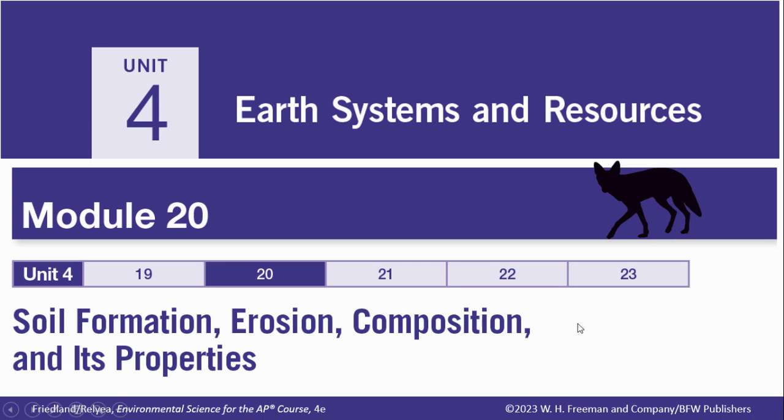Welcome to Unit 4, Module 20, Earth Systems and Resources: Soil Formation, Erosion, Composition, and its Properties. In the previous module, we explored the layers of the Earth and how the rocky lithosphere moves as tectonic plates float above liquid magma. In this module, we explained how different types of rocks are formed in the lithosphere and how they are broken down by physical and chemical processes.